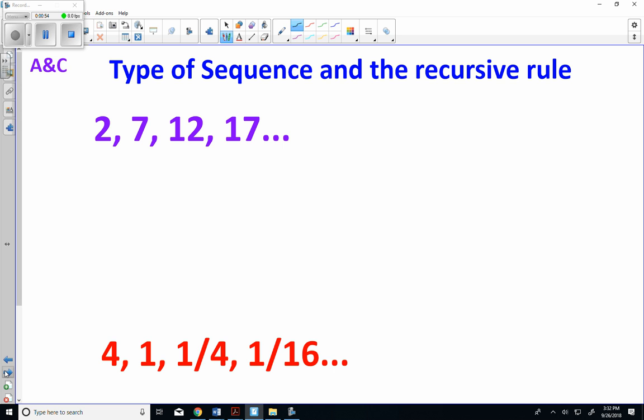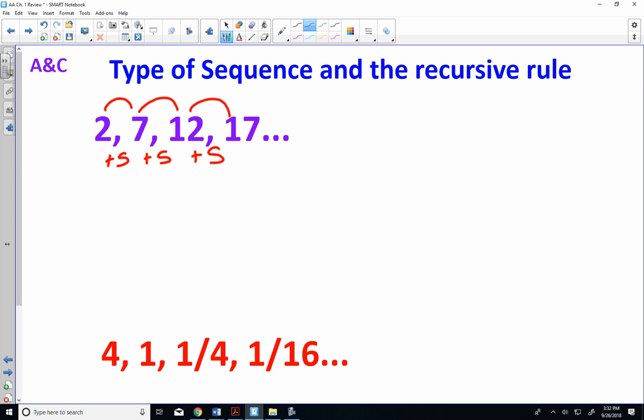Starting with these. What type of sequence and the recursive rule for this? Here we have 2, then 7, then 12, then 17. So to go from here to there, and there to there, and there to there, if you add 5, that will get you from one term to the next. So therefore, this is an arithmetic sequence. And the constant difference is 5.